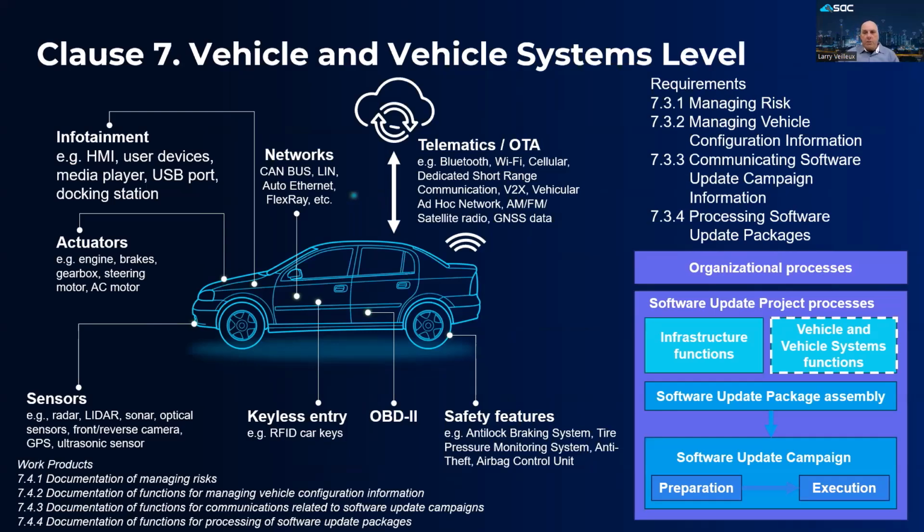The vehicle and vehicle systems level requirements establish the functionality in and for the vehicle or the vehicle systems to support the software update operation. The functionality deals with managing both safety and cybersecurity risks, generating necessary vehicle configuration information, communicating software update campaign information, enabling software update operation, and verifying software update packages, along with managing failures during the software update campaigns.